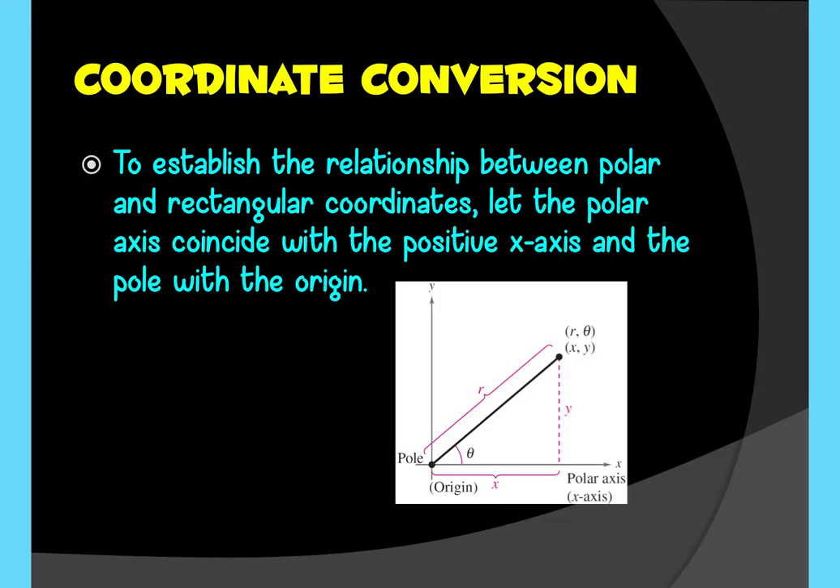All right. Now we're going to learn how to convert from rectangular, which is our normal xy, to polar, which is what we're currently using. To establish the relationship between polar and rectangular coordinates, you let the polar axis coincide with the positive x-axis and the pole with the origin. So remember, the polar axis is the same thing as the x-axis. Y doesn't change. And the pole is the same as the origin. So if we physically overlapped these two, that means we can interchange coordinate points. So I can take something that says r theta and give it a value like an xy.